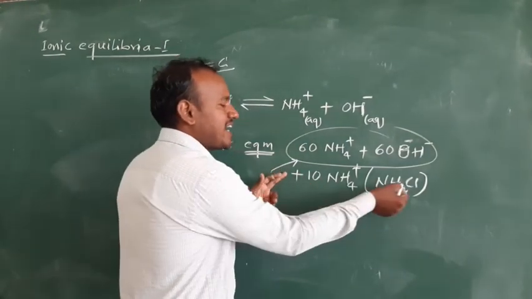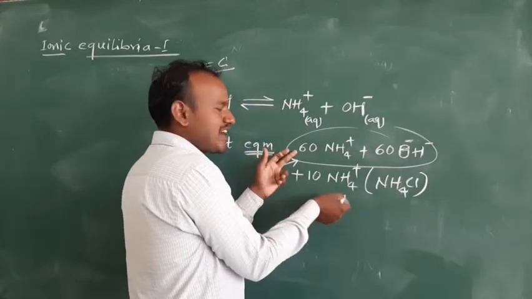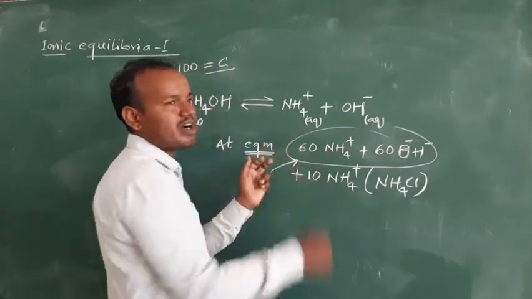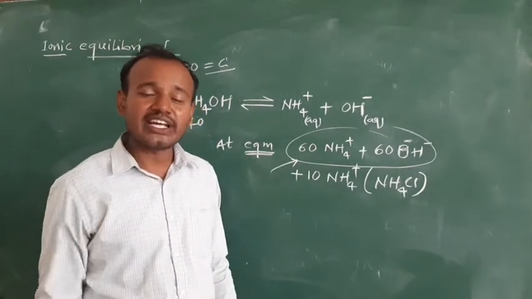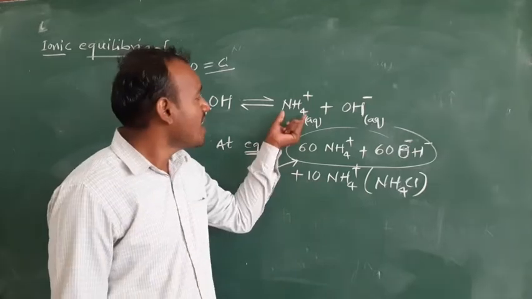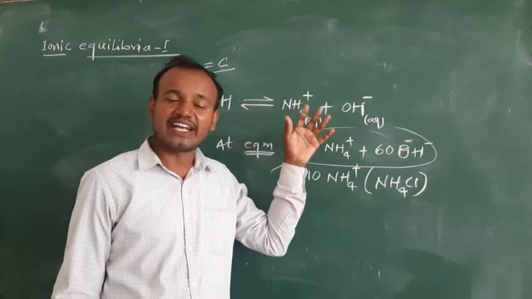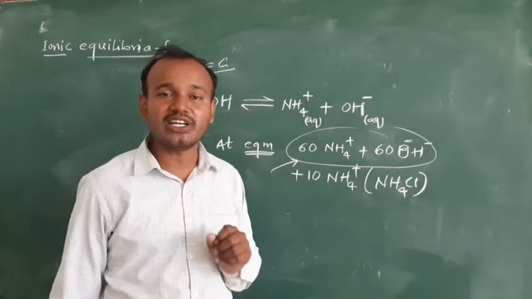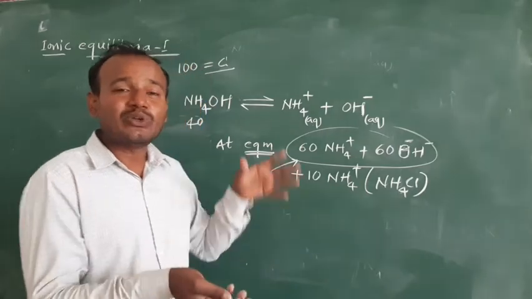Indirectly, if I add 10 NH4Cl molecules to this, 10 NH4+ ions get added. Total number of ions becomes 70. Have I increased the concentration of NH4+ ions which are already in equilibrium? Yes, I have disturbed this by increasing the concentration of one of the ions here, that is the common ion NH4+. Then what will happen to this equilibrium?